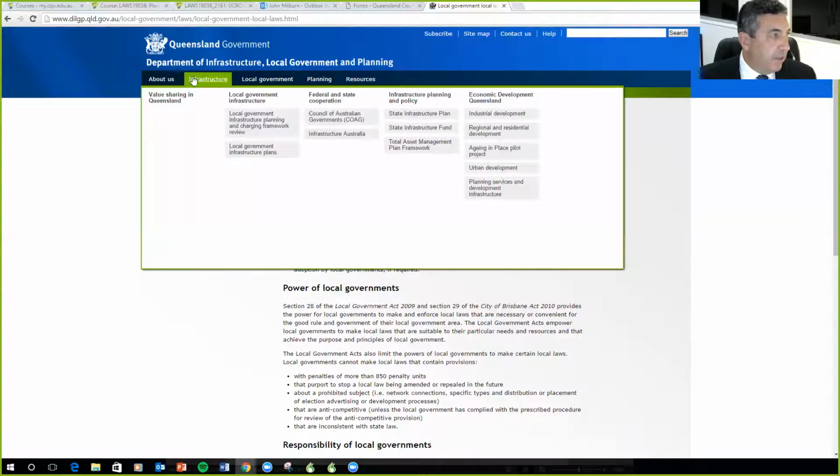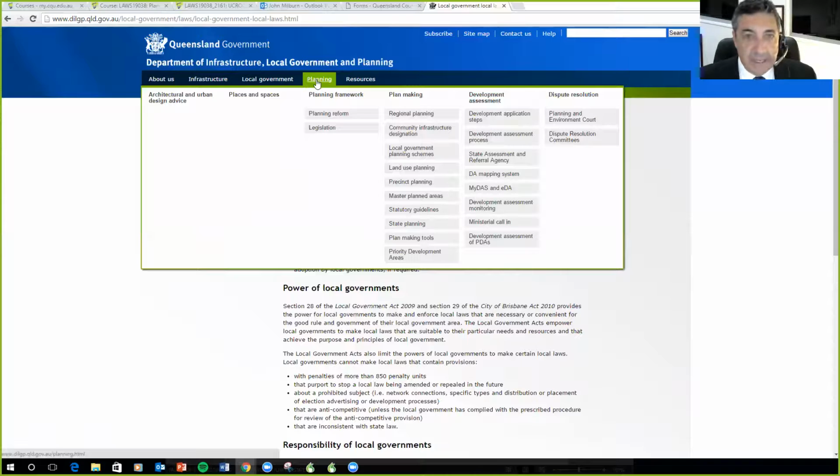Now, speaking of planning, you'll see that one of the headings across the top is in fact planning. And again, there's a lot of useful information there. I'm going to refer you now to plan making and also to development assessment. Firstly, plan making, you'll see that we have information that is useful about state planning, statutory guidelines, regional planning, and it provides some valuable, useful information about the planning process and the planning hierarchy.